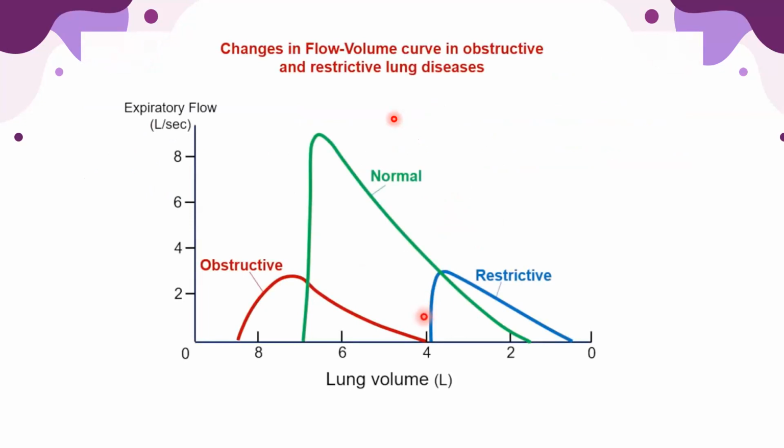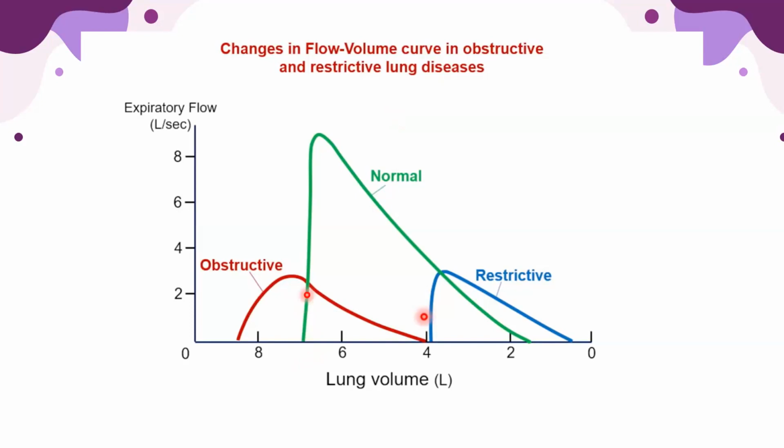Changes in flow volume curve in obstructive and restrictive lung diseases. This is actually important, not just for first year, but also for third year, because in pathology they will sometimes show you graphs and ask, what's happening here? And you're supposed to know which pathology or which disease it is just by looking at the graph sometimes.